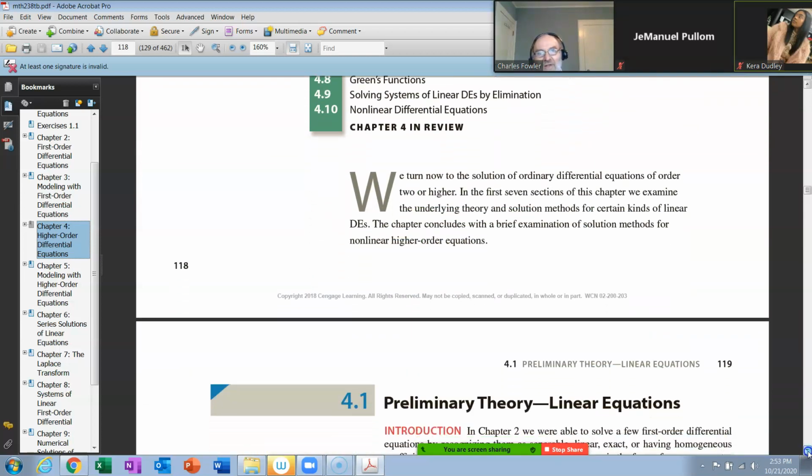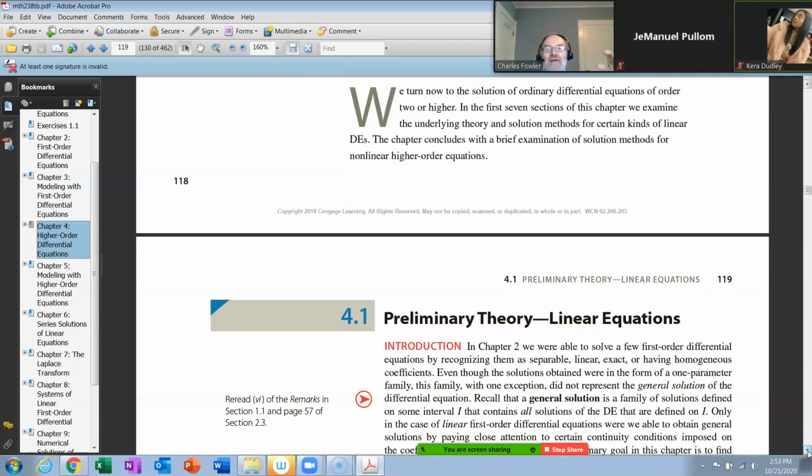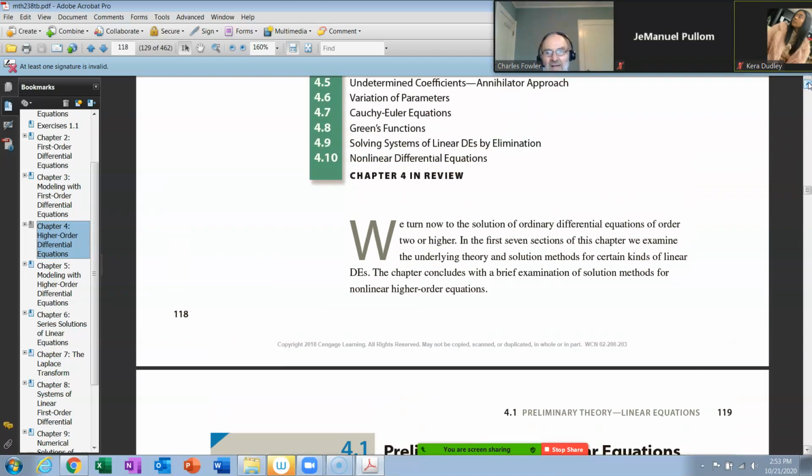So we now turn to the solution of ordinary differential equations of order 2 or higher. Chapter 2 was first order differential equations only. Now we're going to be doing second, third, fourth, whatever. In the first 7 sections of this chapter, we examine the underlying theory and solution methods for linear differential equations. The chapter concludes with a brief examination of solution methods of nonlinear equations. I don't think we'll get to the nonlinear at all. I'll even check and see if they want us to do those. But that's down here. Don't think we're going to get there.